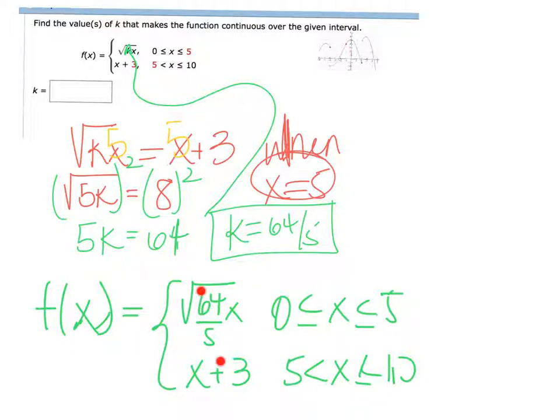So now they meet, which means the function is continuous, which means that the limit as x approaches 5 of this function has got to be 8. Because when you're getting close to x equals 5, this guy's going to become 8. Plug in 5, you'll see. And when you get close to 5, this guy's going to become 8.